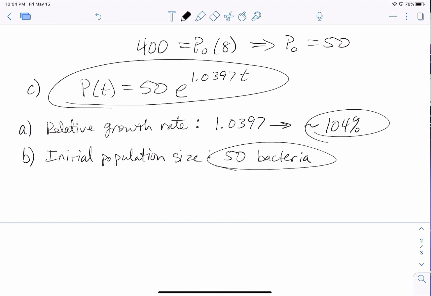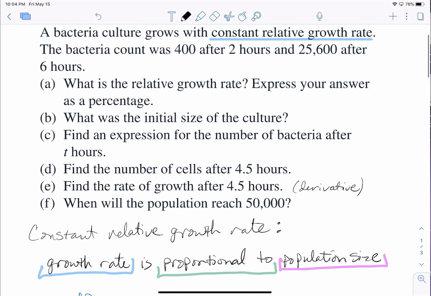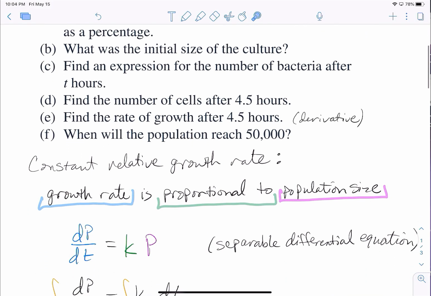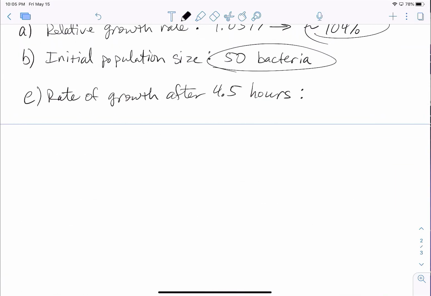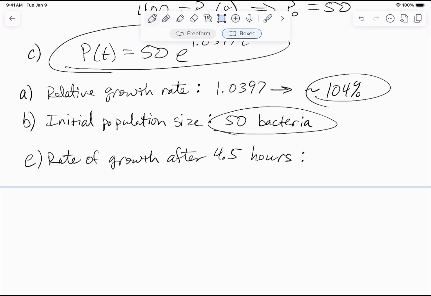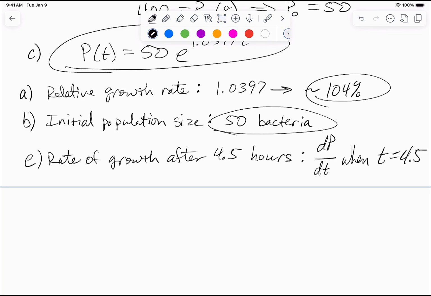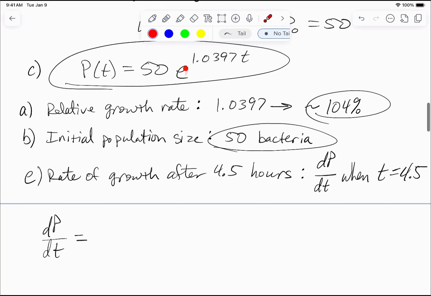Isn't that amazing? Now, I'm not going to bother you with part D, finding the number of cells after 4.5 hours, or when the population will reach 50,000. You can evaluate those. But we will look at part E, which is find the rate of growth after 4.5 hours. In other words, we want dp dt when t equals 4.5. And dp dt, also known as p prime, is going to use rules we have for differentiating an exponential function together with the chain rule. And so the derivative of the inside function comes out as a factor.